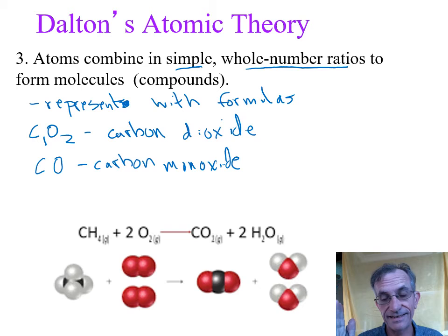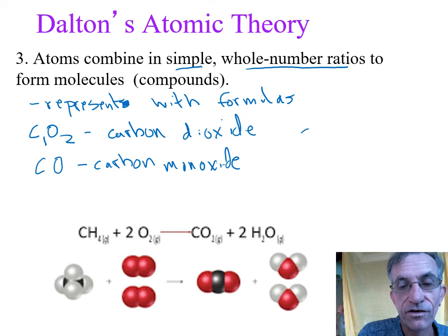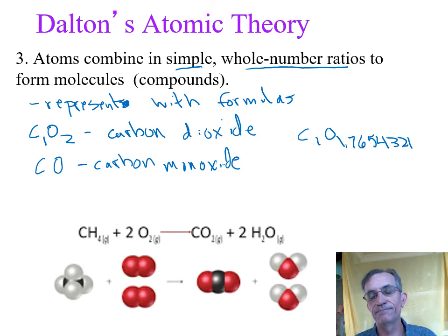So another way of saying this: you'll never see, for every carbon, I don't know, 1.765432 atoms of oxygen. You can never have some crazy decimal number of atoms. It's always got to be 1 for 2, or 2 to 1, or 1 for 1, something like that. The main reason is you can't have part of an atom. It's got to be 1 atom or 2 atoms. You can't have 0.7654321 atoms. Simple whole number ratios. So there's a fourth part to his theory. Let's move on to that.